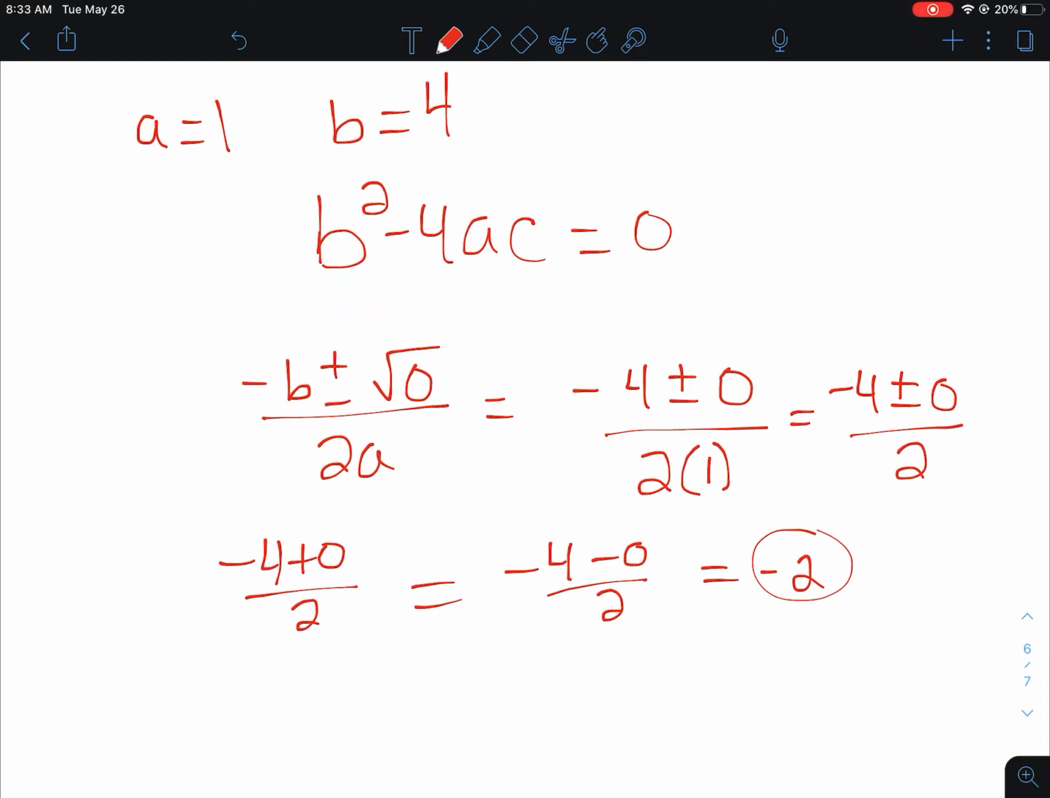Obviously, I didn't do a whole problem there, but you can just sort of see from that point what you would get. So go ahead and try your quadratic formula practice, and then when you're ready, take your quiz.